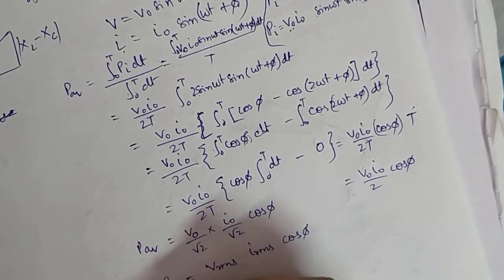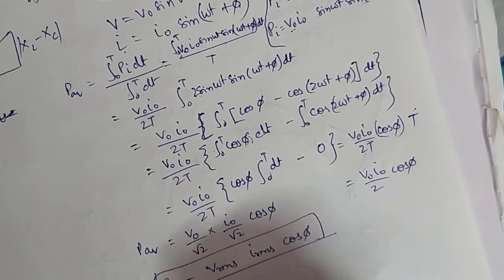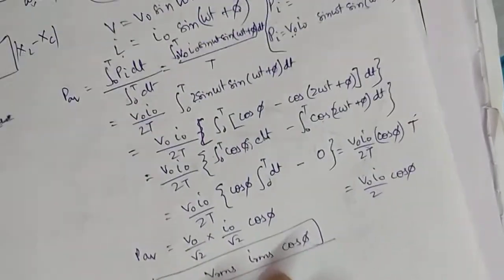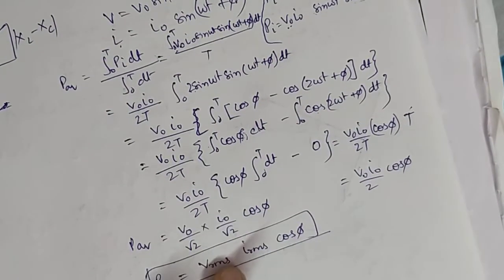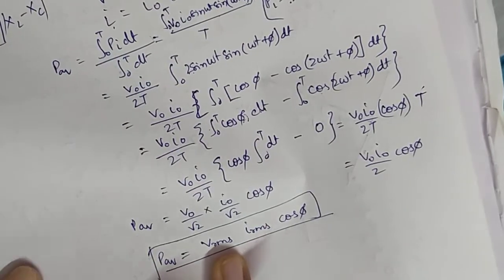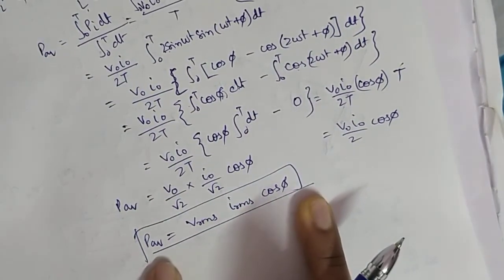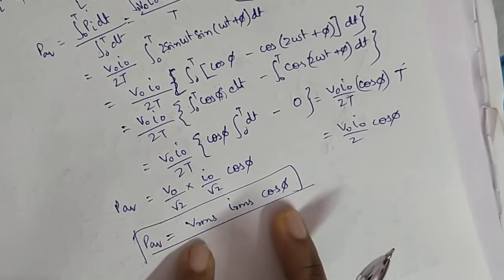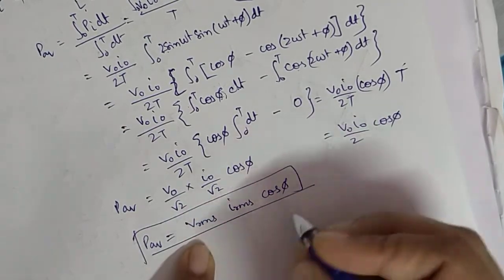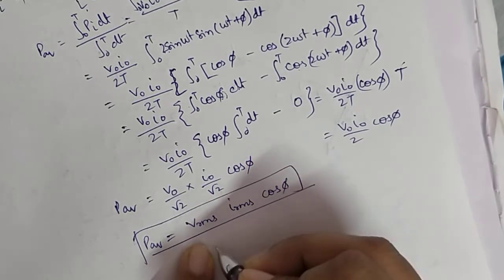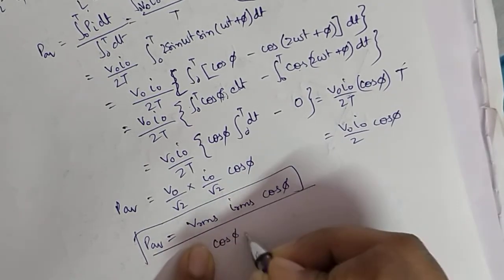So for average power, for a resistor you had VRMS, IRMS. For an inductor you had 0, for a capacitor you had 0. But when we have a combination of inductor and resistor, then it is VRMS, IRMS into cos phi. So this is the most general formula for average power in an AC circuit, just remember this. Now this extra cos phi is called the power factor.